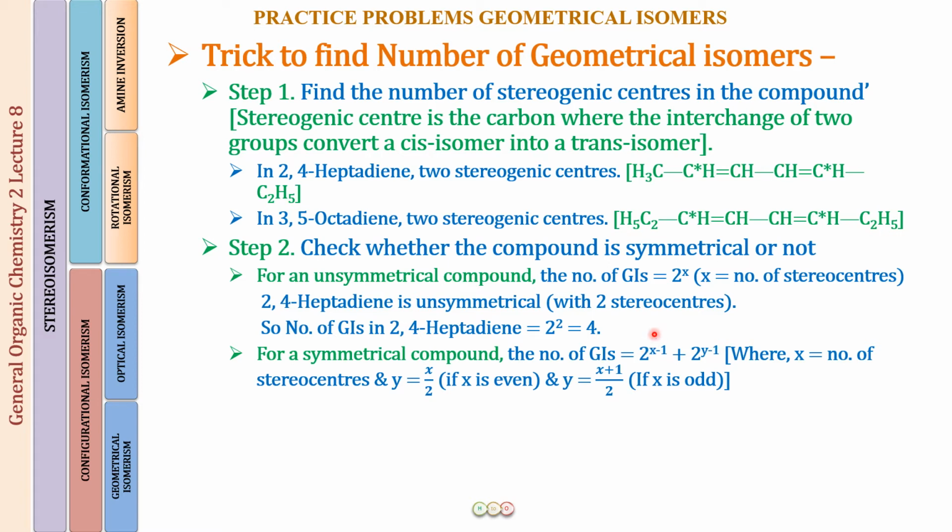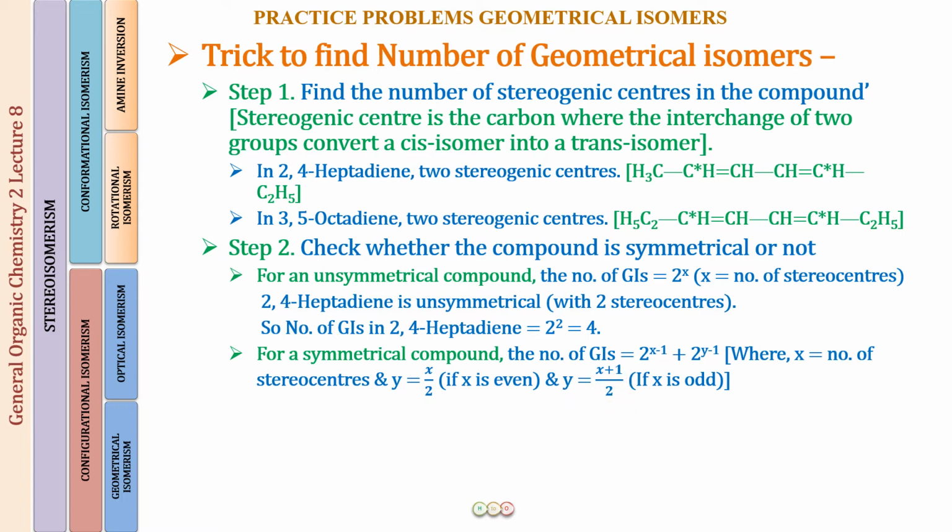Now, what is y? Well, y is going to be x divided by 2 if x is even. If the number of stereocenters is even, then you divide the number of stereocenters by 2 to give you the value of y. But if the number of stereocenters is an odd number, like 3, 5 and so on, then you do x plus 1 divided by 2, and this will give you y.